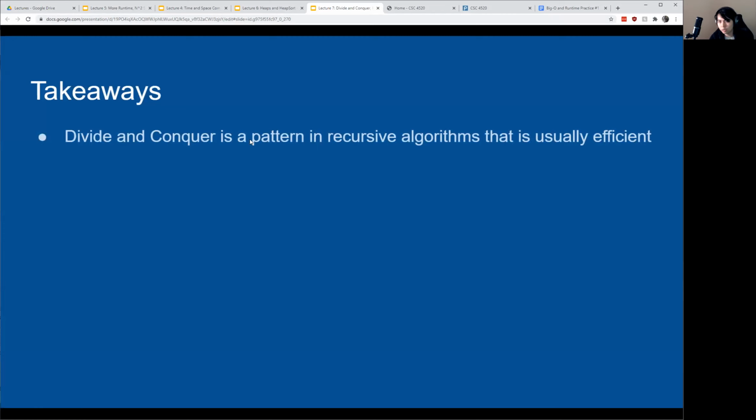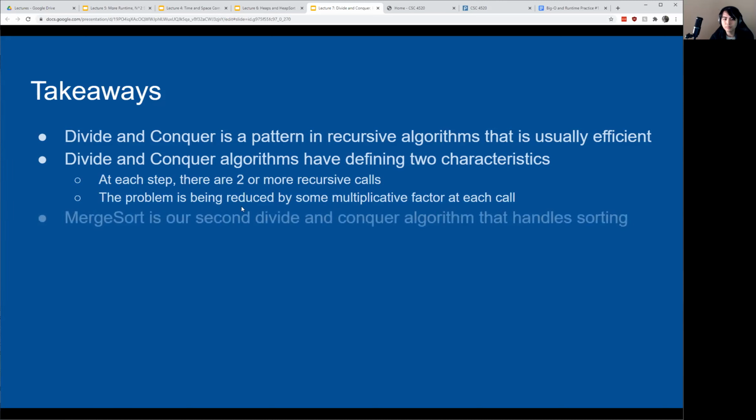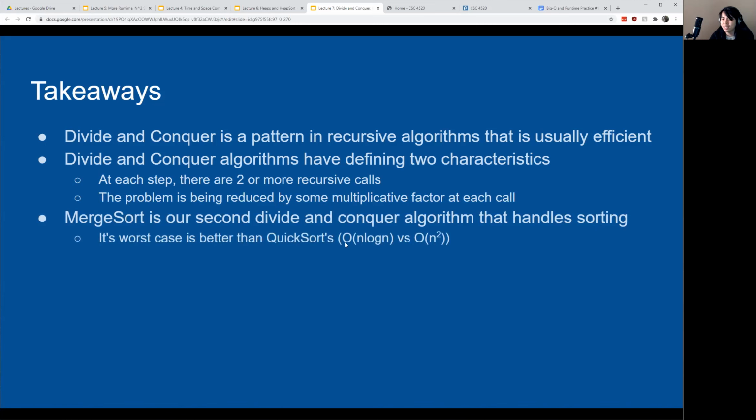Divide and conquer is a pattern for recursive algorithms that's usually efficient. It has 2 characteristics. There are 2 or more recursive calls. The problem is being reduced by some multiplicative factor at each call. Merge sort is our second divide and conquer algorithm that handles sorting. Quicksort was what we had before, but the worst case in quicksort is not as good as merge sort, and quicksort in the worst case shouldn't technically be considered divide and conquer.